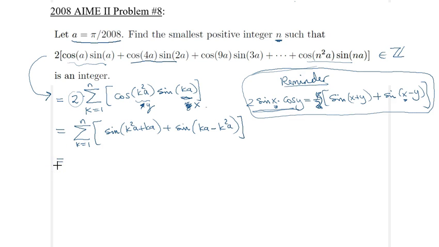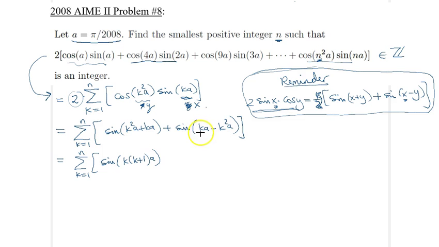Okay, so organizing this neatly, I should get the summation k equals 1 to n, and inside I would get sine of k times k plus 1 a. If I take out the ka, I would get k plus 1 remaining. And then here I would have sine of k. If I take out the ka, I would get 1 minus k remaining, but I'd prefer to just switch it because each of these coefficients are positive.